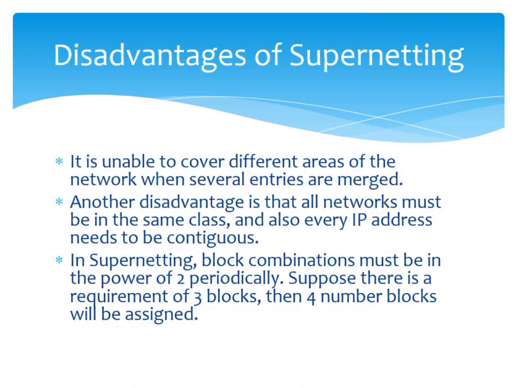There are some disadvantages of supernetting. It will not be able to cover different areas of the network when several entries are merged. Another disadvantage is that all networks must be in the same class, and every IP address needs to be contiguous. In supernetting, block combination must be in powers of 2. Suppose there is a requirement of 3 blocks, then 4 blocks will be assigned.